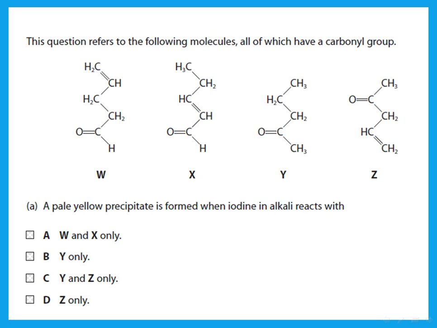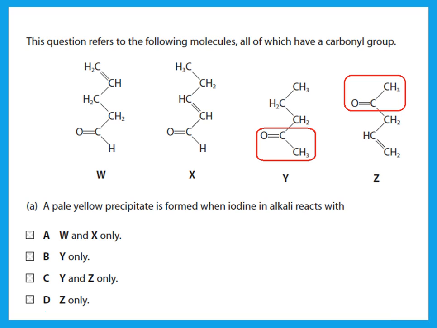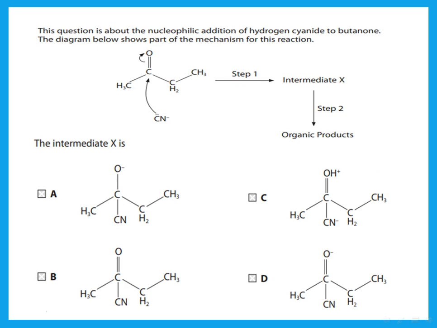This question refers to these compounds, and he says a pale yellow precipitate is formed when iodine in alkali reacts with which of these? Again, iodine with alkali will give a yellow precipitate if the compound has what? CH3CO. So which compounds have CH3CO? That's Y and Z.